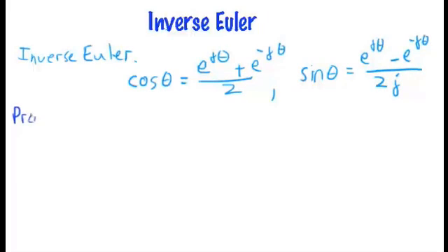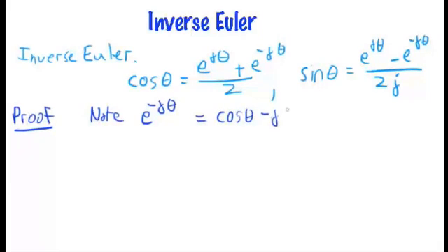The proof is rather easy. Before starting the proof, let's note one thing. E to the minus j theta equals cosine of theta minus j sine theta. This is because cosine of minus theta is cosine of theta, and sine of minus theta is minus the sine of theta. Now we can start the proof proper.